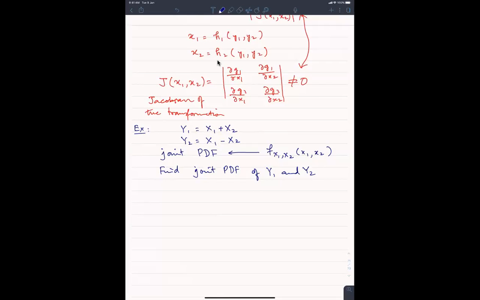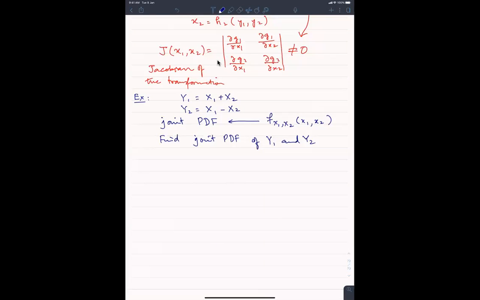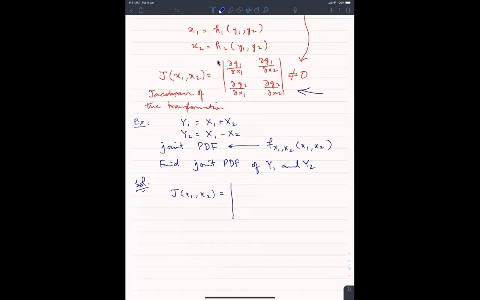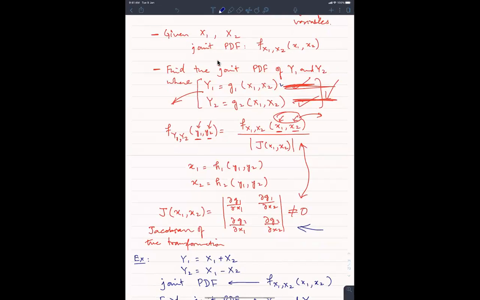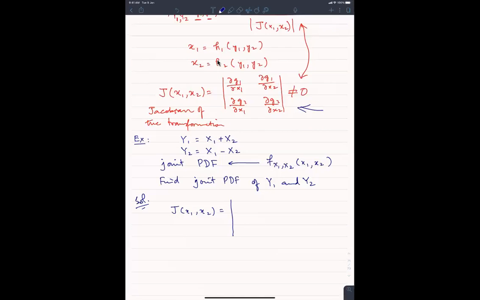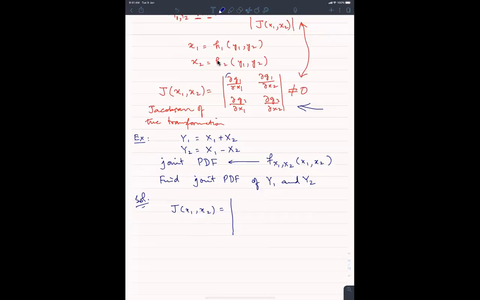Okay, first let's check that the Jacobian is not 0. If it is 0, we will just say game over, we cannot do that. So how will we solve this? First, let's find out the Jacobian J(x1, x2). If you notice, this is a function of x1 and x2, so partial g1 over partial x1. So this is g1 and this is g2.